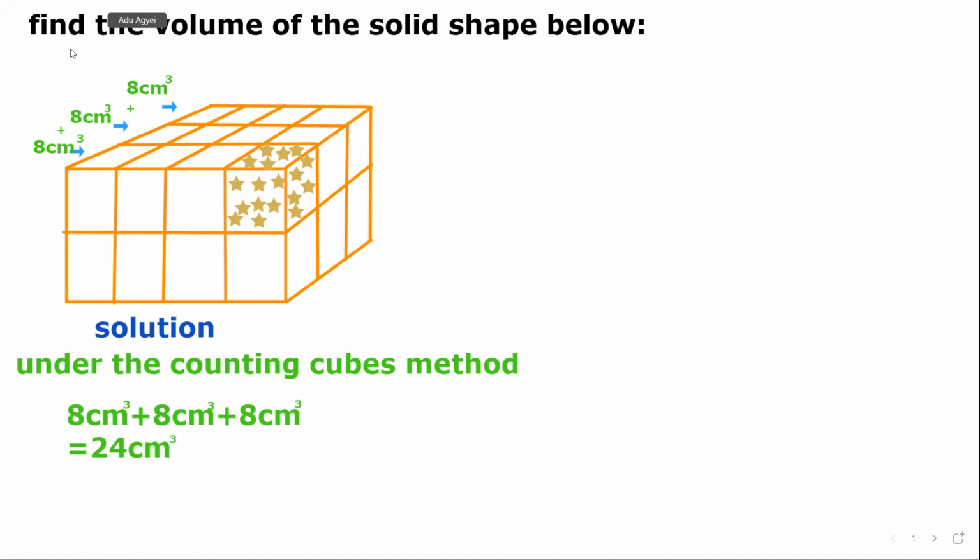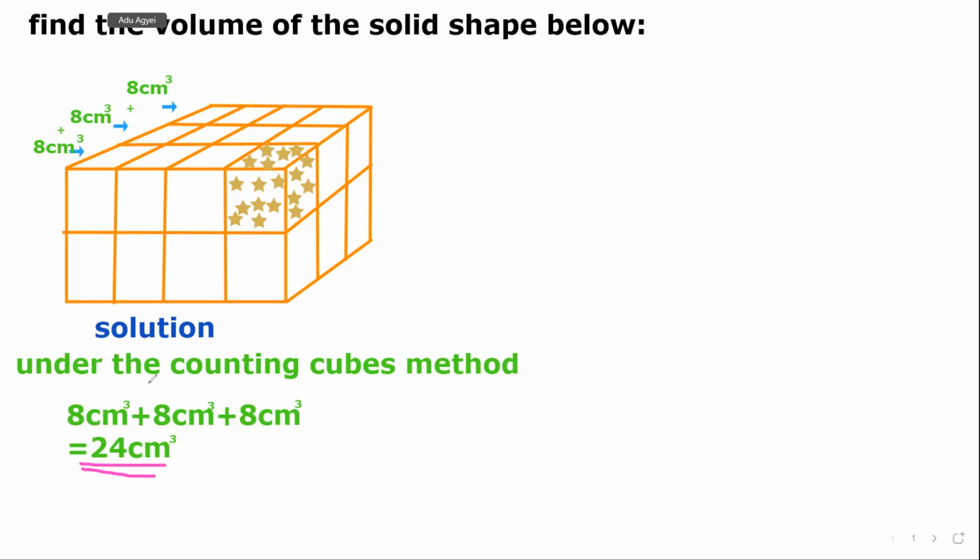So the answer here is 24 cubes. All these cubes here, when you count them, they are 24 because the front layer is made up of 8 centimeter cubes, and then the second layer is also the same, 8 centimeter cubes. So 8 times 3 will give you 24, or you add all the 8 cubes, 8 plus 8 plus 8, and that will be the 24.